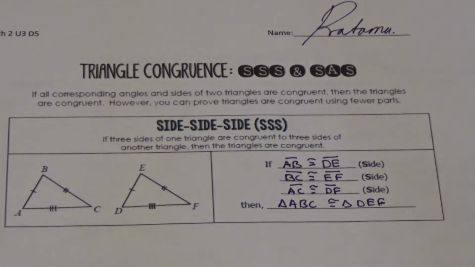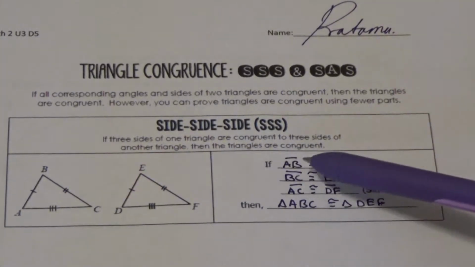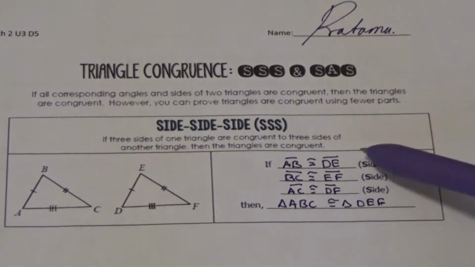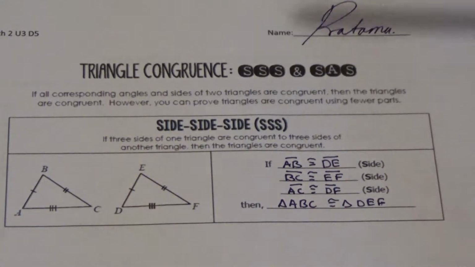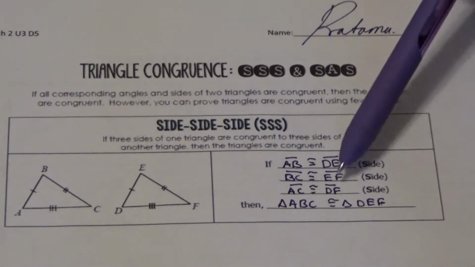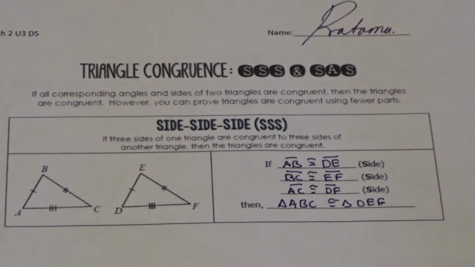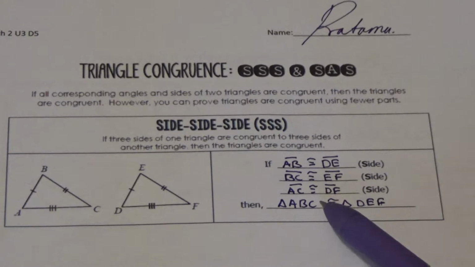Alright? So if you look at these 2 triangles over here, by the tick marks, I can tell that side AB is congruent to side DE, and side BC is congruent to side EF, and lastly, I can see that side AC is also congruent to side DF by the tick marks. Therefore, triangle ABC is congruent to triangle DEF.